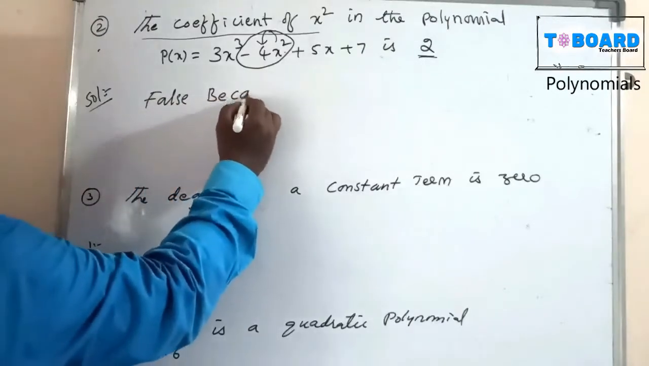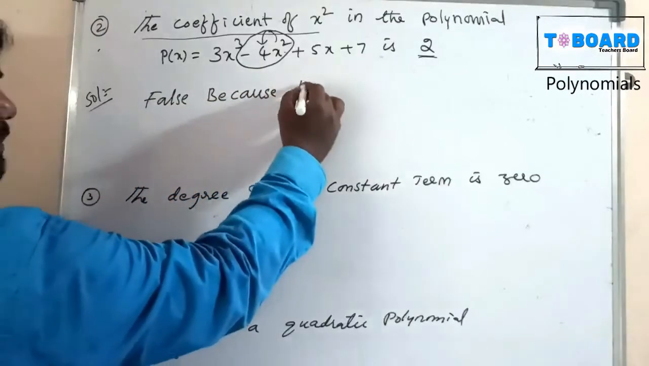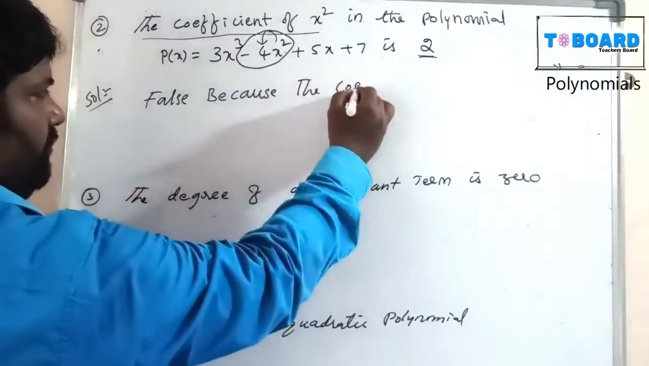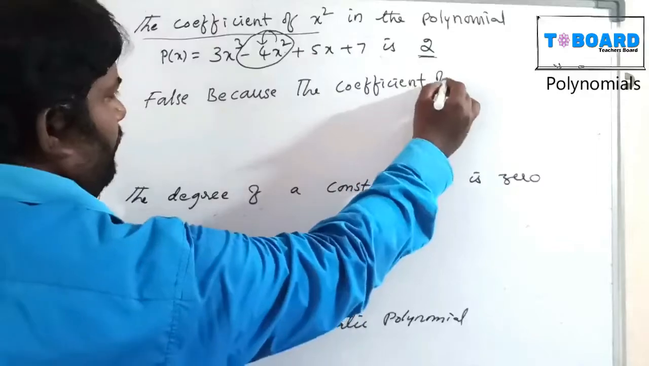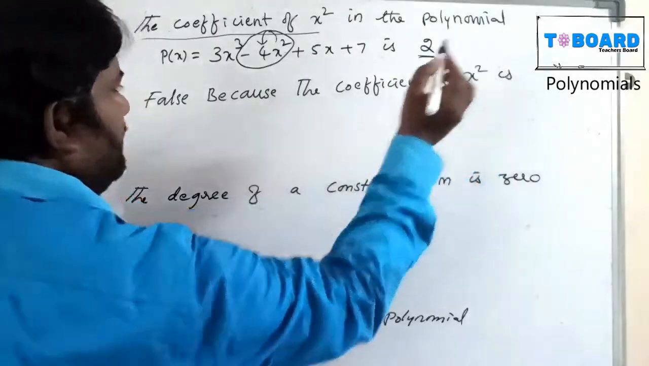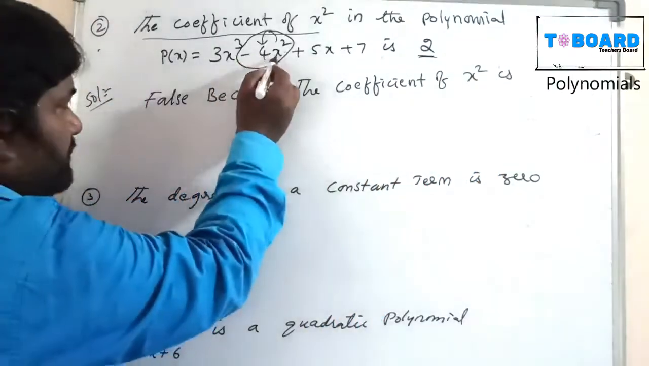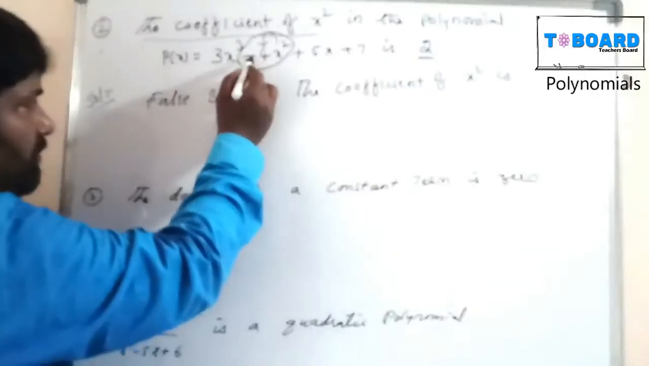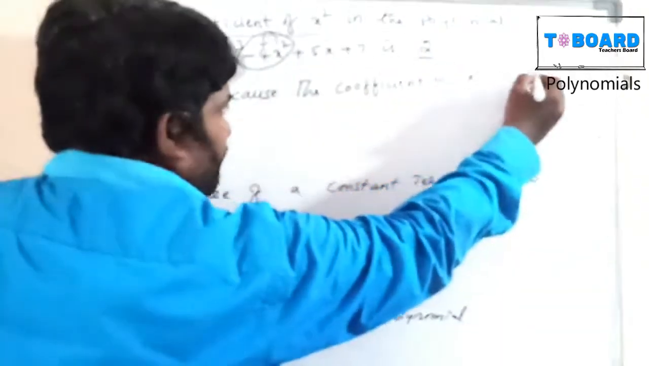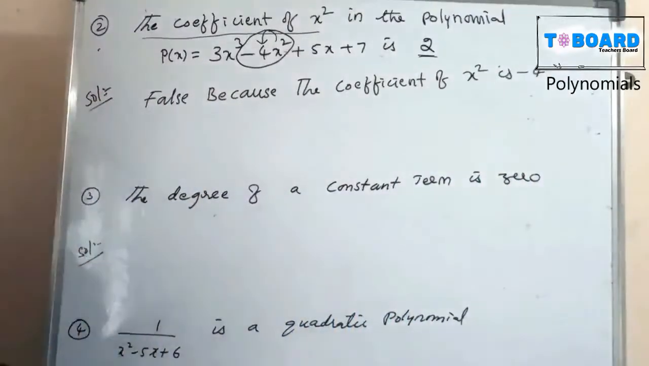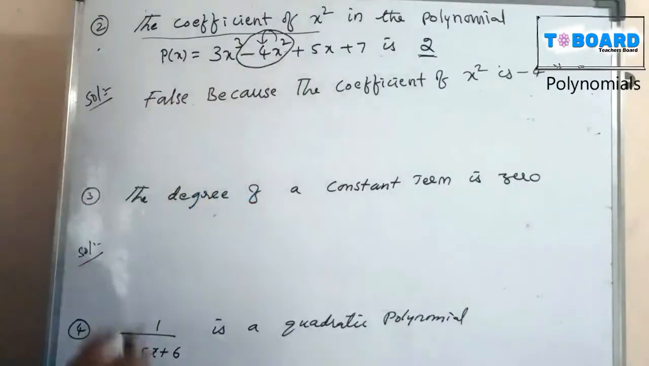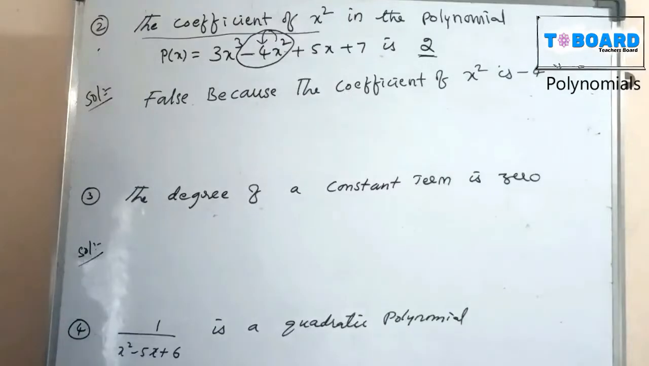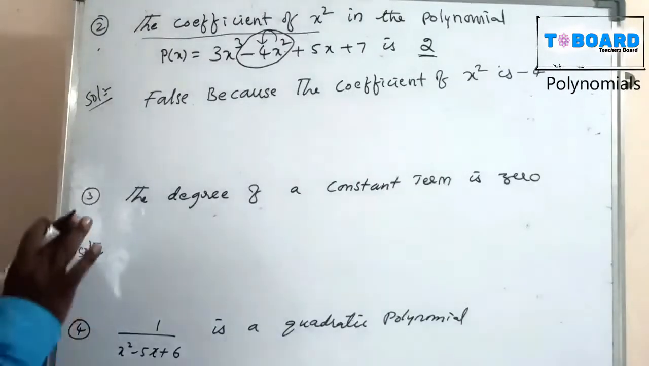Because the coefficient of x square here in the given polynomial is minus 4. But what is given? 2 is given. Therefore it is false, because the coefficient of x square is minus 4, not 2. Okay, next.